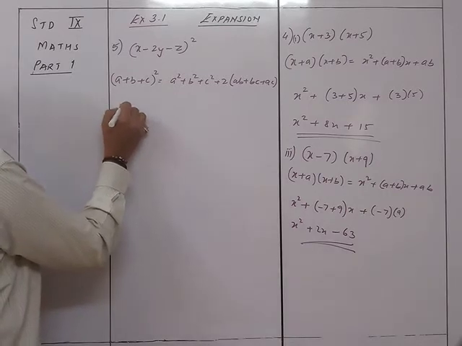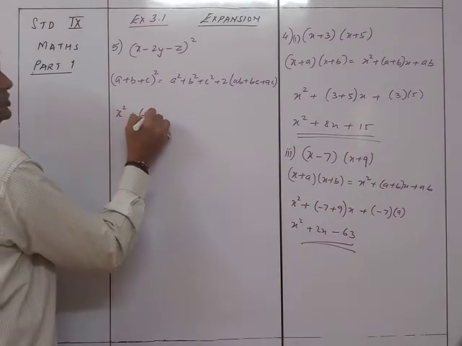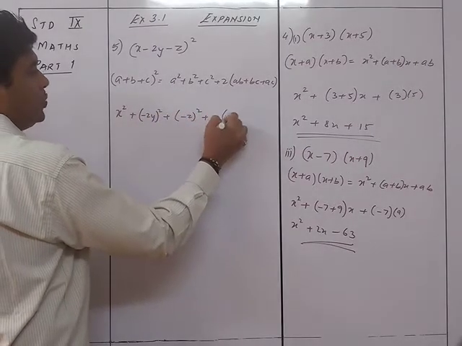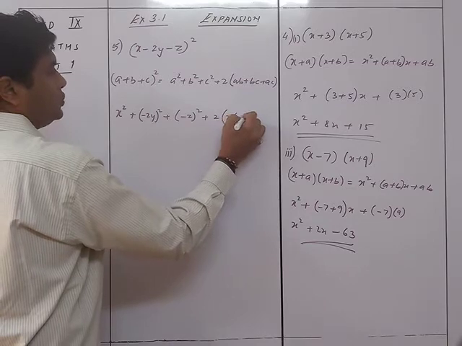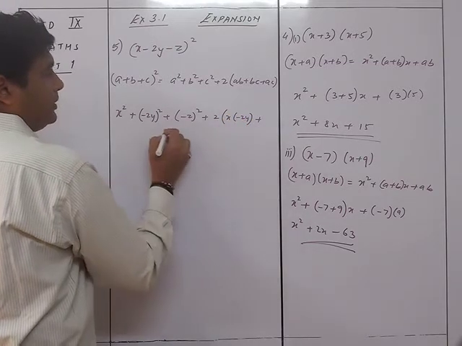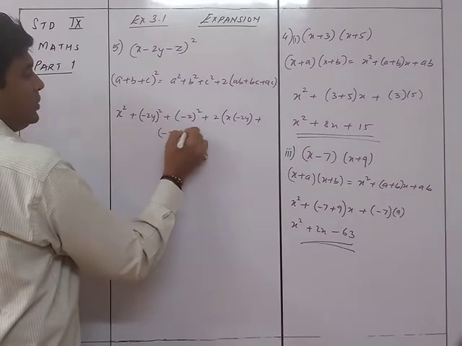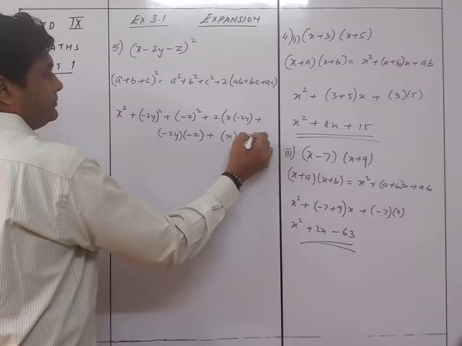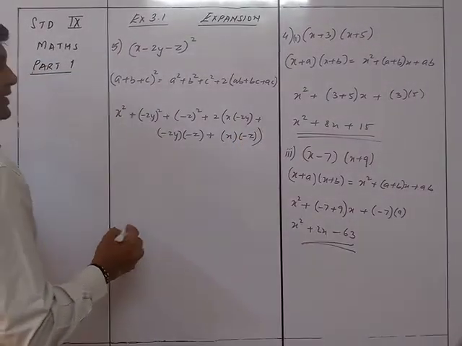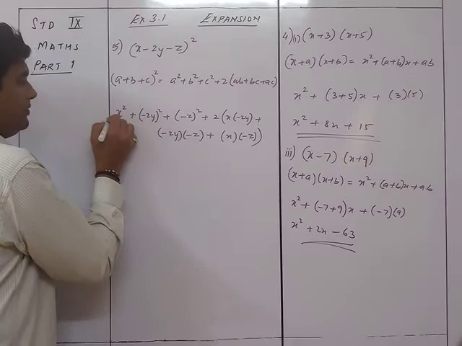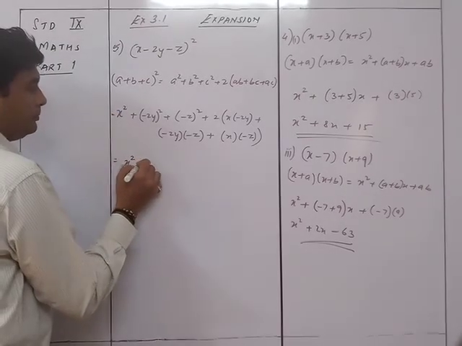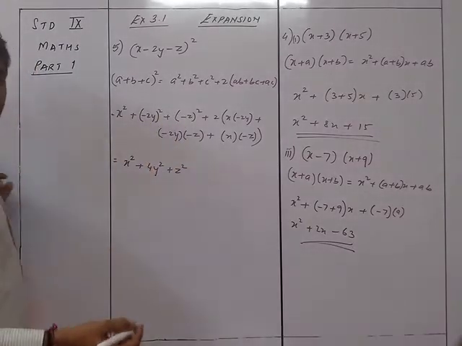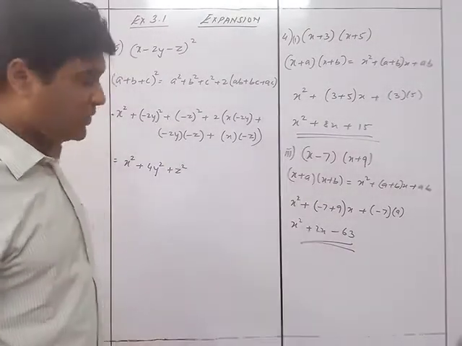So it will be x square plus (−2y) the whole square plus (−z) the whole square plus 2 into [x into −2y plus −2y into −z plus x into −z]. So that is the complete thing. Now open the brackets. This will be given as x square plus 4y square plus z square. It's minus but it has become squared. The square of minus z will be z square itself.